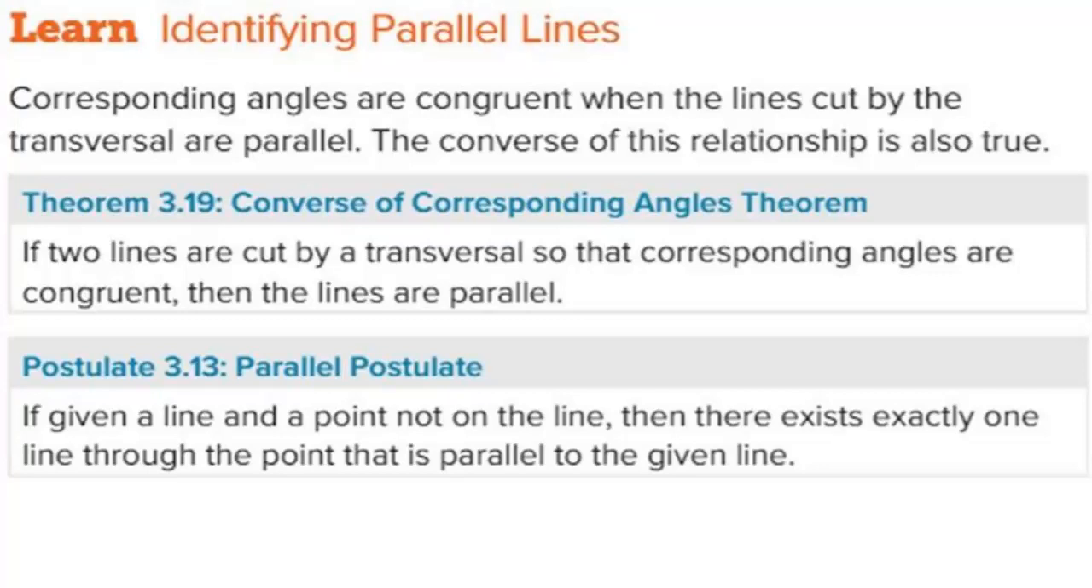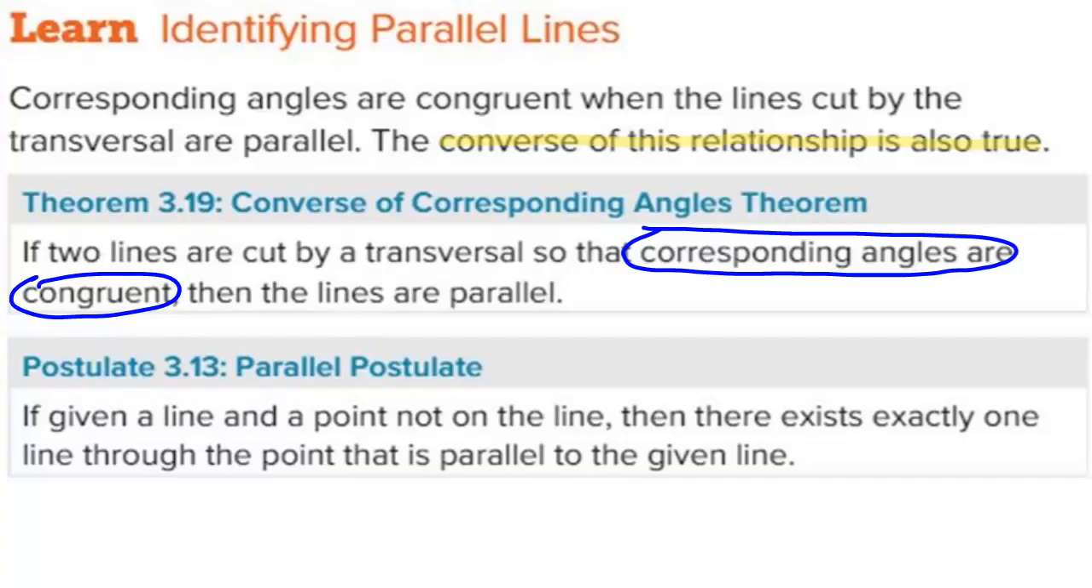All right. Identifying parallel lines. Corresponding angles are congruent when the lines cut by the transversal are parallel. The converse of this relationship is also true. If we know that we have two lines cut by a transversal, so that corresponding angles are congruent, then the lines are parallel. If corresponding angles are congruent, then the lines are parallel.